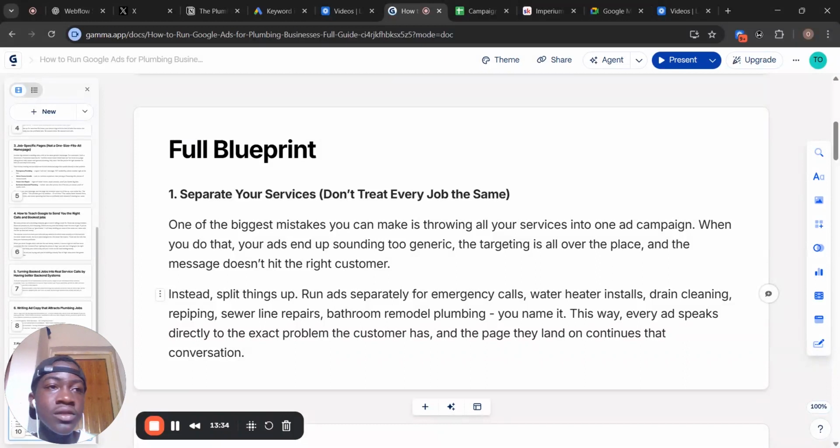Let's say you do burst pipes, sewer and draining. You don't want to lump these kinds of services into one campaign at all, because your message is not going to hit. Someone who searches for sewer and plumbing and sees an ad on burst pipes, it's not actually relevant to them. You get what I'm saying here? So when you do that, your ads end up sounding generic, like I said, the targeting is all over the place, and the message doesn't hit the right customer.